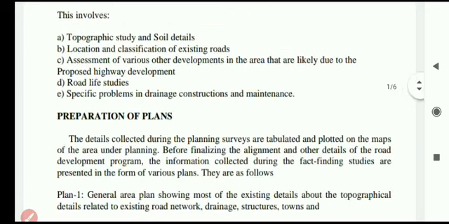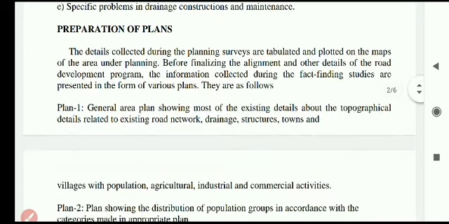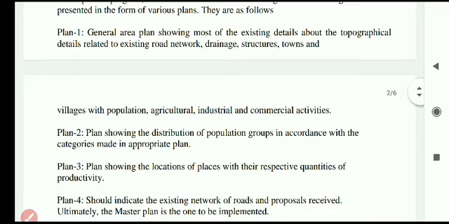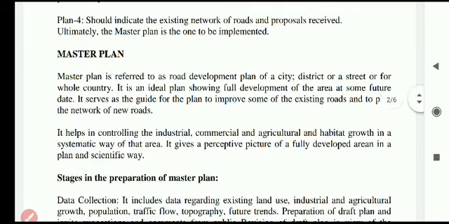So this is about the preparation of plans. Friends, we have plan 1, plan 2, plan 3, plan 4. Under plan 1, whatever details are there like drainage, topography, agricultural, industrial and commercial activities, everything is shown, the basic details. Under plan 2, only the population groups and activities are shown. Under plan 3, production areas are shown. Under plan 4, road networking systems are shown, which leads to the master plan and it is ultimately implemented on the ground. Next one is the master plan.